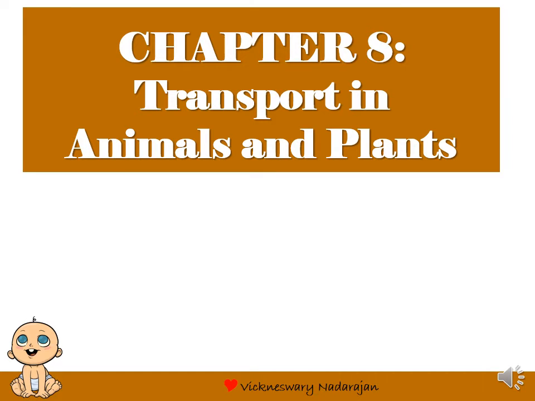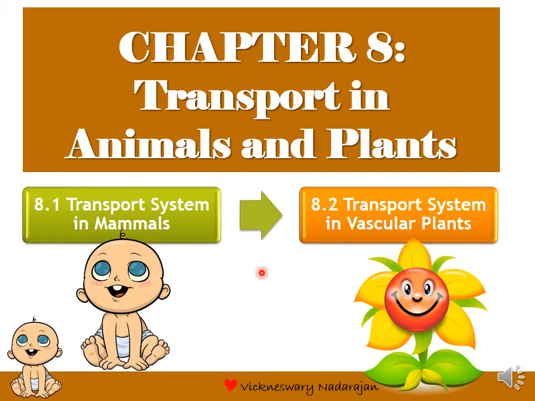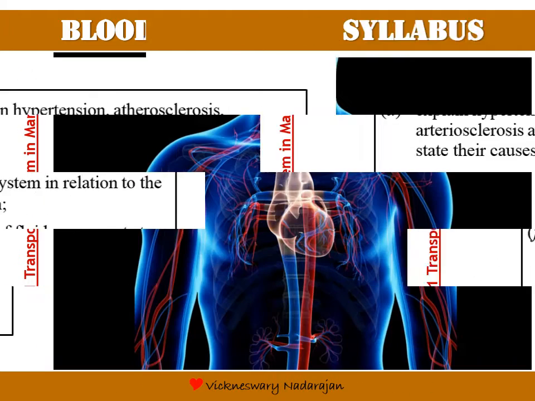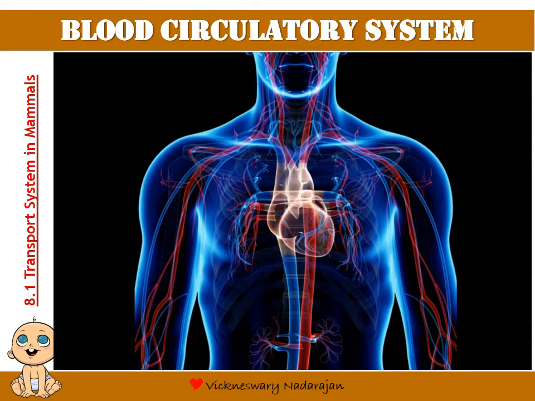Hello there, we meet again on another edition of Chapter 8, Transport in Animals and Plants, specifically 8.1, Transport System in Mammals. Today we move on to another type of transport system in mammals. Earlier, our discussion was focused on the blood circulatory system. Now we will discuss the lymphatic system and its relationship to the blood circulatory system. Let's refresh about parts of the blood circulatory system.